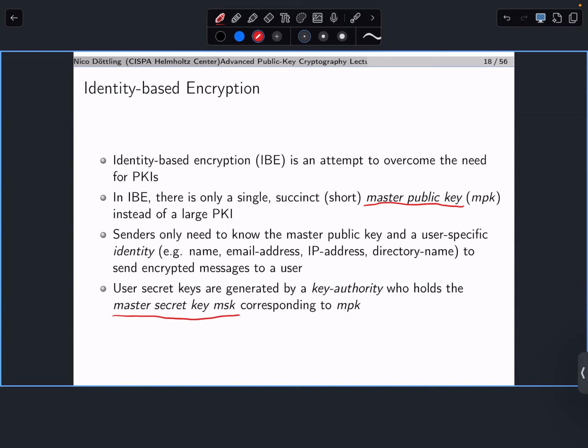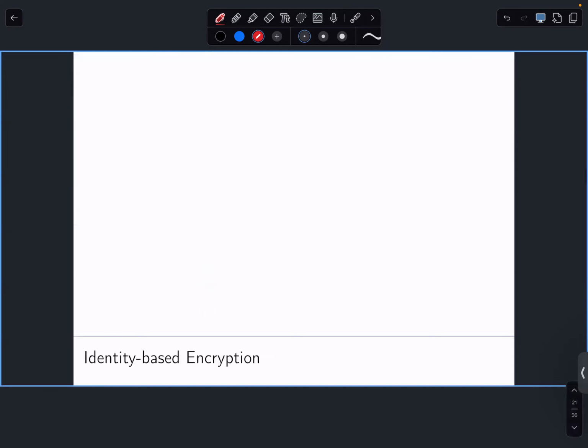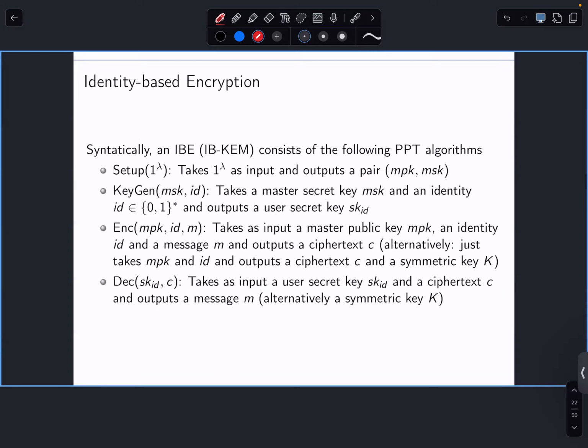And the key authority can now generate a user secret key, which will allow me to decrypt all messages which are directed to me or where the encryptor used my identity.